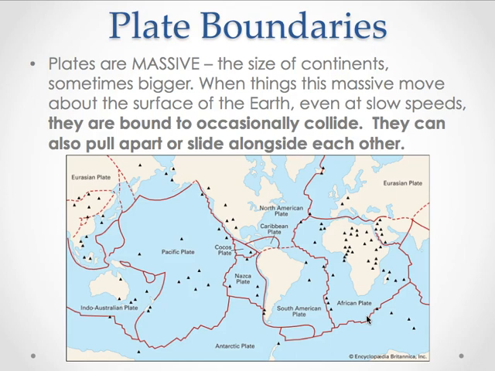So let's talk about some of these plate boundaries. Plates are massive. They're huge chunks of land that are the size of continents or oftentimes larger. The Pacific plate is by far the biggest plate. When these huge chunks of rock are moving all around the surface all the time, even at low speeds, they're going to occasionally collide. Even though they're at slow speeds, because they're huge pieces of land, those small collisions give huge impacts. That can create mountains, volcanoes, earthquakes, tsunamis, and all sorts of things. Not only can plates collide, but they can also pull apart or slide alongside each other.